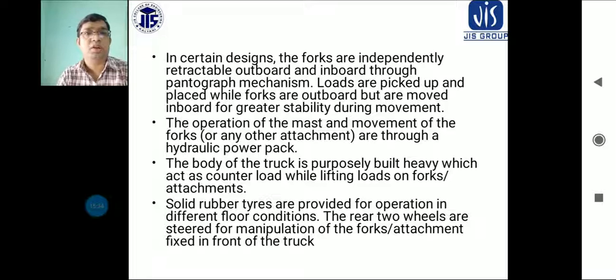You have to consider the pantograph mechanism, the lower and higher parent mechanisms. Also, you can see the loads are picked up and placed with the fork outboard, but are moved inboard for greater stability during movements.